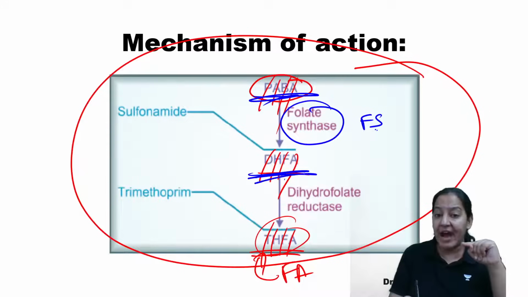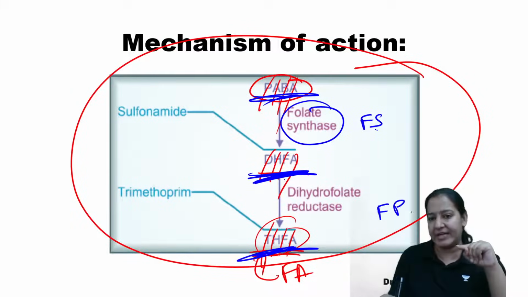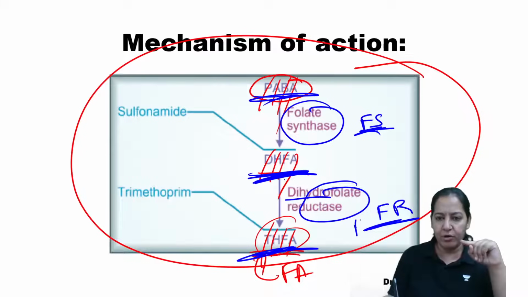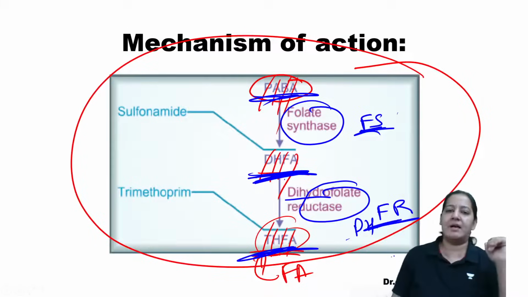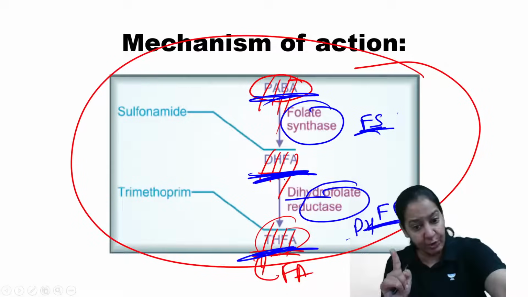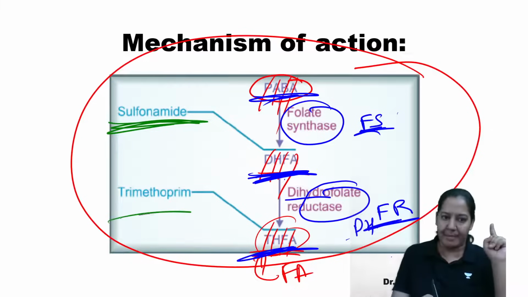The second enzyme converts dihydrofolic acid to tetrahydrofolic acid. The name of this enzyme is folate reductase. This is folate synthetase. This is dihydrofolate reductase, folate reductase. The two enzymes are in front of you, right? Now I'm going to teach you two chapters one by one. Currently, I am teaching you the first chapter. My first chapter is sulfonamide, and my next chapter is trimethoprim.